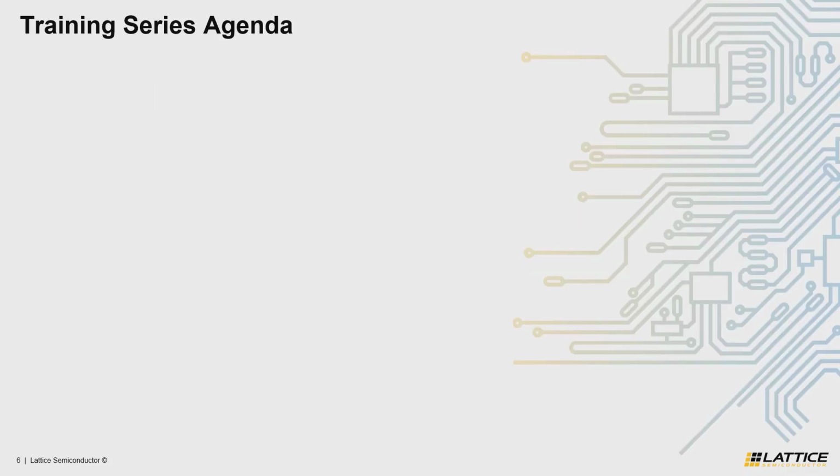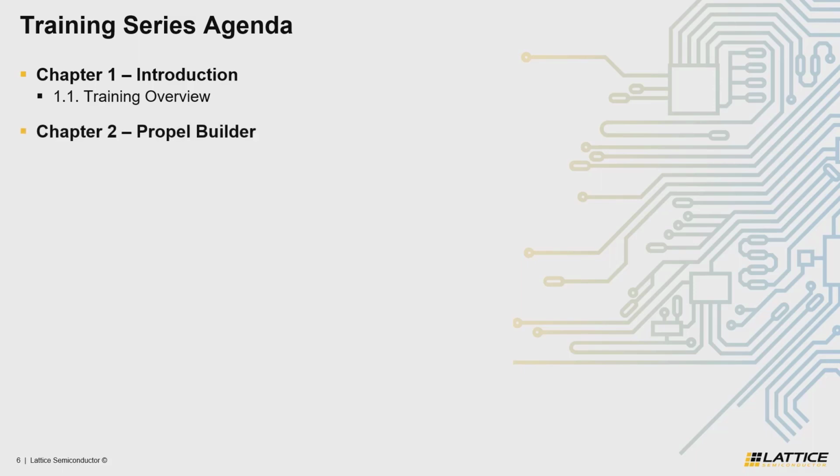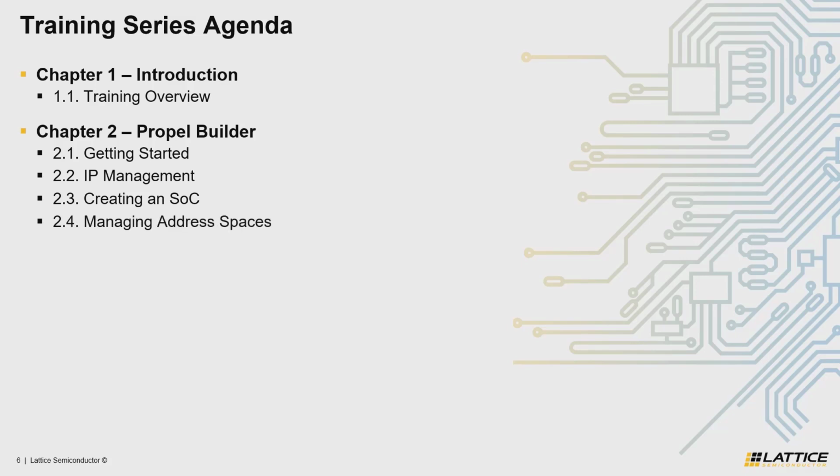As was mentioned earlier, the first chapter of the training series is called Introduction. In the first and current section, called Training Overview, we discuss the objectives and agenda for this training. Next, in Chapter 2, we will focus on the project development features that are available within Propel Builder, beginning with Section 2.1, Getting Started, then continuing on to Section 2.2, IP Management, followed by Section 2.3, Creating an SoC, and then finally finishing with Section 2.4, Managing Address Spaces.